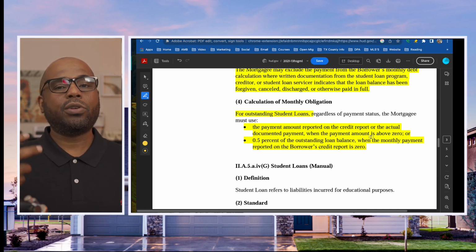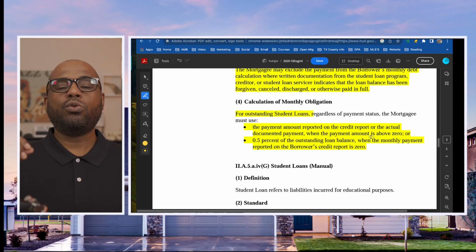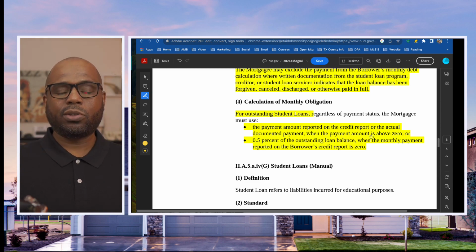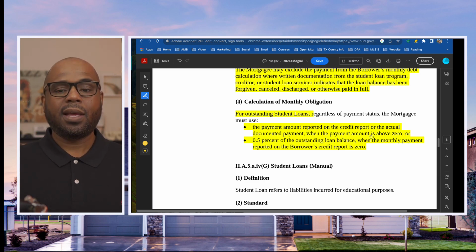If they're available, you need to take advantage of it, because that is another way that you can use a lower amount than what you would otherwise have to pay. By step 2 in the calculation, if your student loan is showing zero and you have an FHA loan that you're trying to do, then we as lenders have to take a half of 1% of the outstanding debt to help you qualify. That used to be 1%.